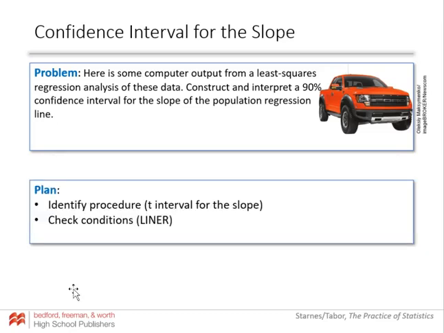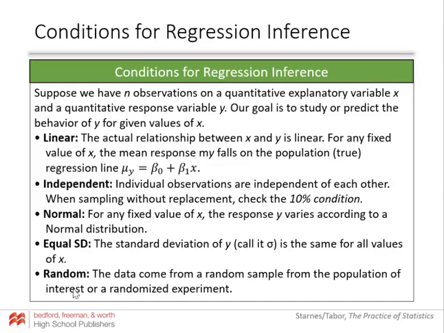All right, plan. The procedure that we're doing is a t interval for the slope, and then the conditions that we have to check. To do a confidence interval for slope, we actually have 5 conditions that we have to check.